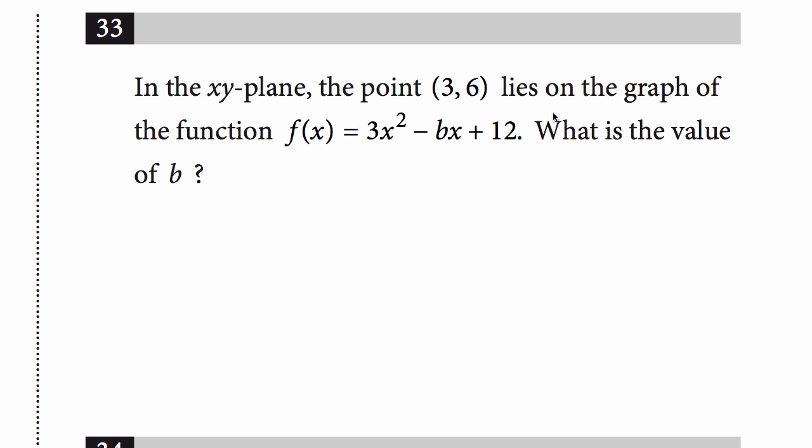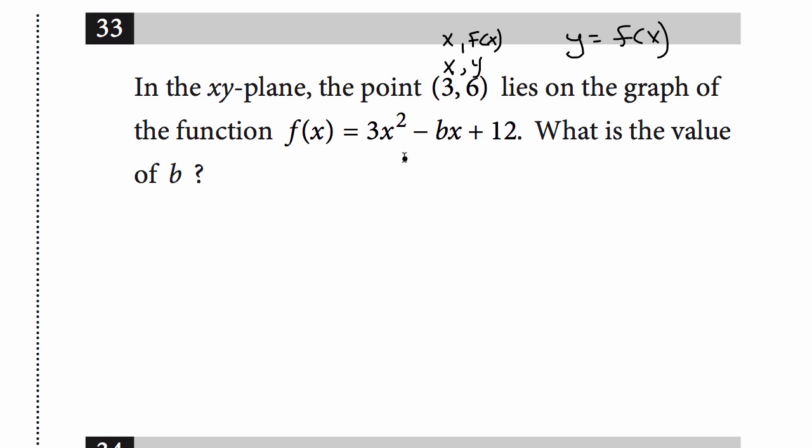In the xy plane, the point 3, 6 lies on the graph of the function f of x equals 3x squared minus bx plus 12. What is the value of b? This is really just kind of like a notation question. So you can either think that this is x and that's a y value, or another way to think about it, and this is the way you're going to think about it for this problem. If that's x, this is f of x, right? Because y is the same thing as f of x.